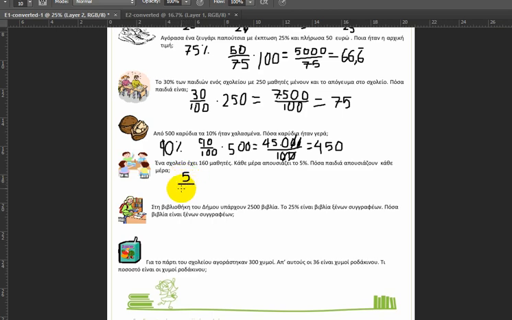So here, I want to find 5% of 160. So I do 5 over 100 times 160. 5 times 16 would make 80. And I'm going to put another 0 after that. So it makes 800 over 100.